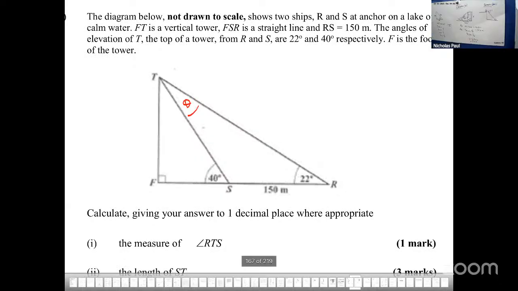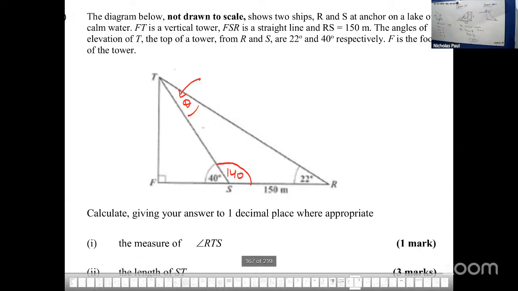So let's start with here. Jamal, how much is here? Very good, thank you. 140, very good. So we have 140 and we have 22. How much is here? Let us pick on Ethan. Ethan, what's the angle up there?